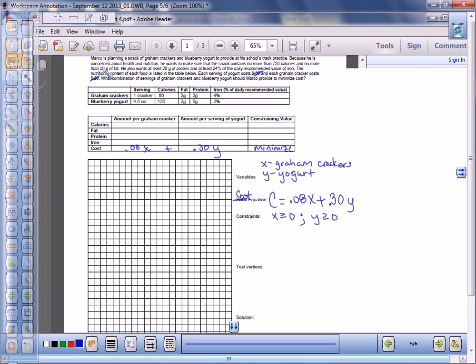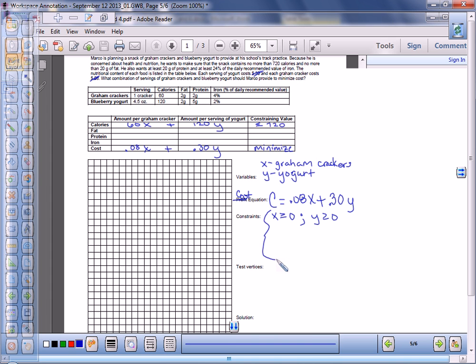Well, tell me about calories for a graham cracker. What did it tell us about calories for a graham cracker? 60. It looks like 60 right here, doesn't it? 60 calories for every graham cracker. And what did it tell me about calories for yogurt? 120 calories for each yogurt. And up here in my paragraph, it gave me a limiting value on calories. It says my snack can contain no more than 720 calories. So wouldn't that be less than or equal to 720? So that first constraint I have deals with calories.